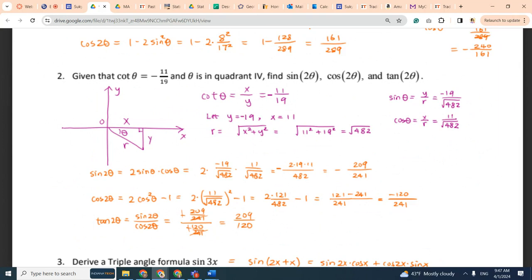And then cosine 2 theta is 2 cosine squared theta minus 1. So 2 times cosine squared. Do you see the cosine squared? You get 11 squared, 121. In the denominator, the square root and square cancel. Yes, everybody. And this is now a fraction. You can put it in your calculator and get a fraction. And then your tangent is sine over cosine.